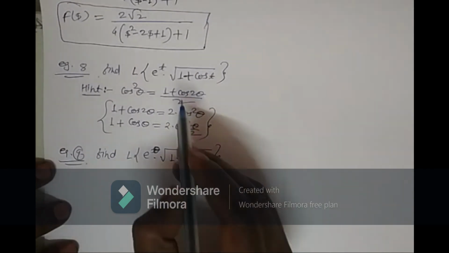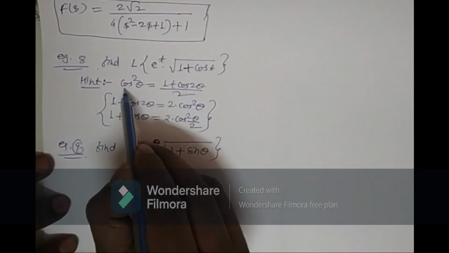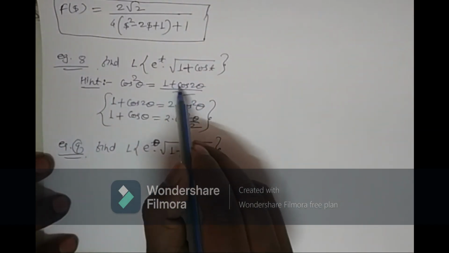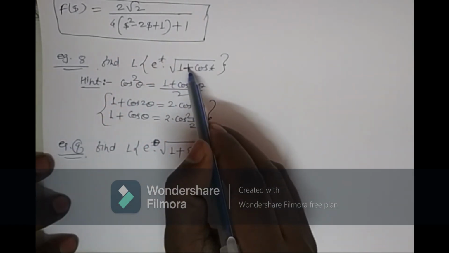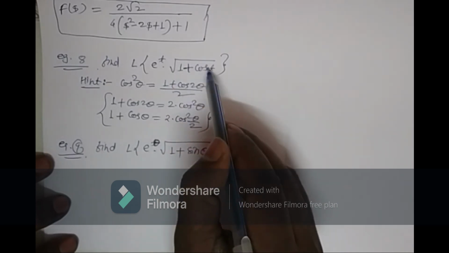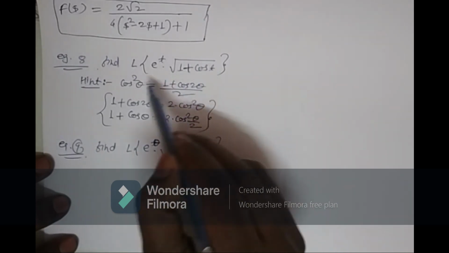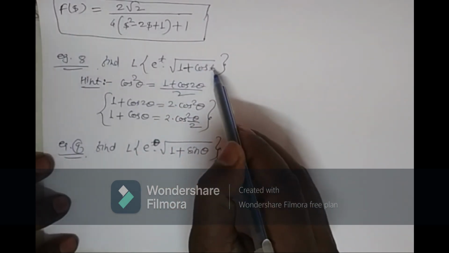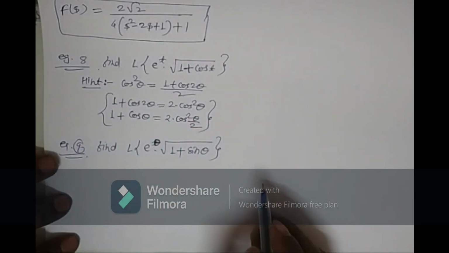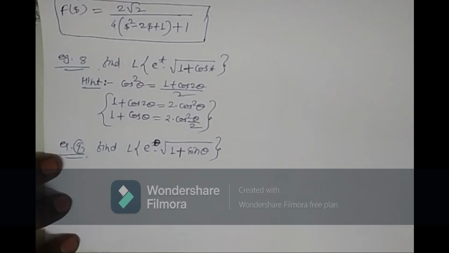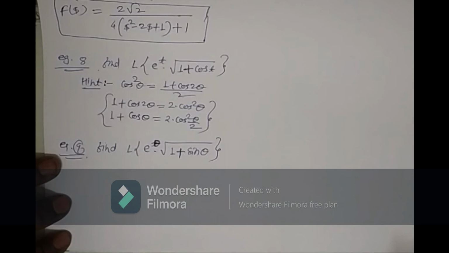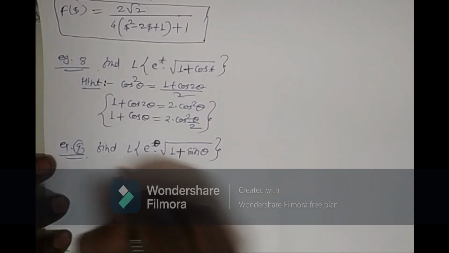But likewise, we have the formula cos square theta is equal to 1 plus cos 2 theta divided by 2. And similarly, for 1 plus cos theta we have one formula, and for 1 minus cos theta also we have one formula. But if there is 1 plus sin theta, then we do not have a direct formula for this. So how to simplify this then? Let us see this.